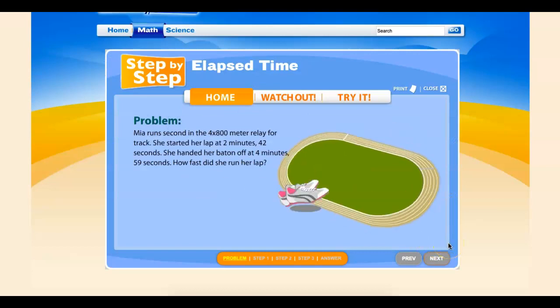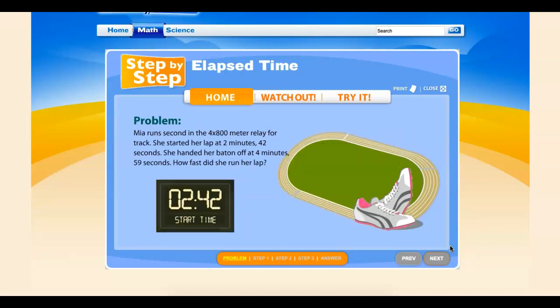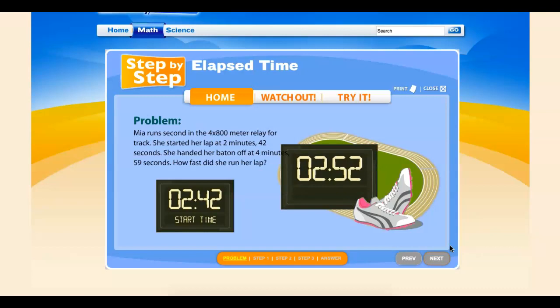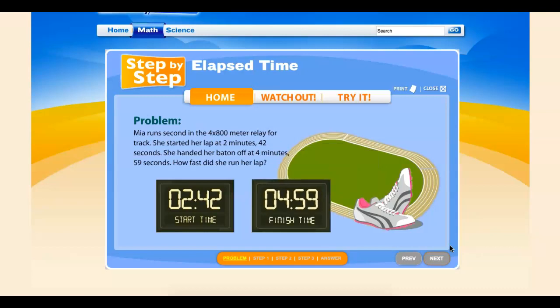Mia is a total speed demon and runs second in the 4x800 meter relay team for track. She started her lap at 2 minutes 42 seconds. She handed her baton off at 4 minutes 59 seconds. How fast did she run her lap?